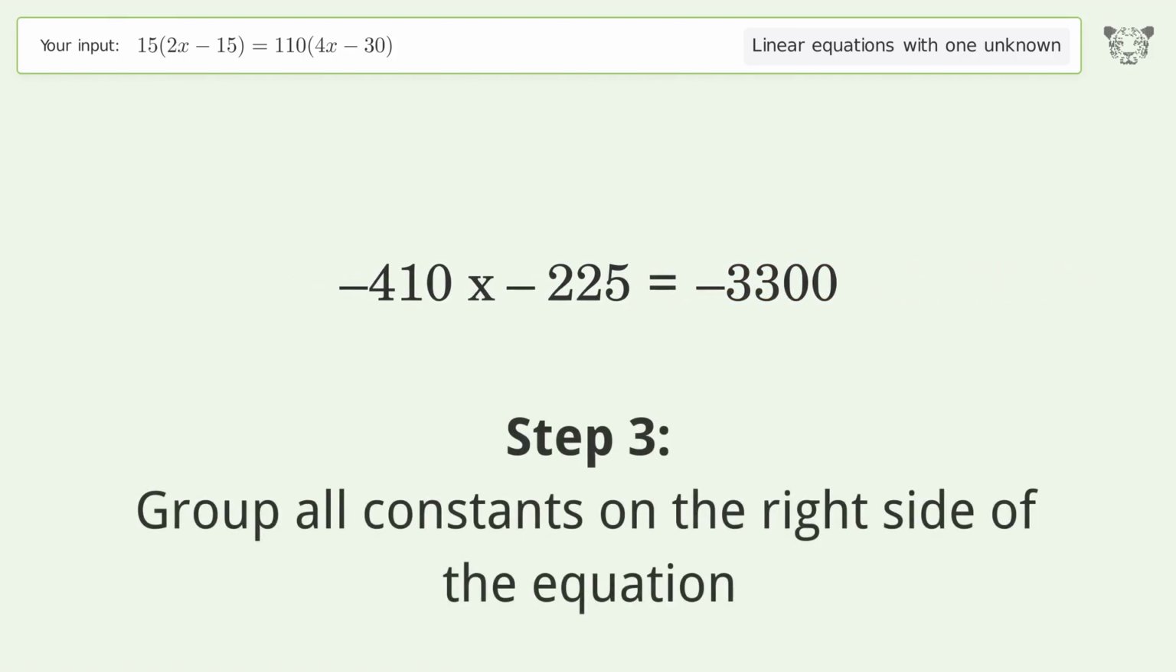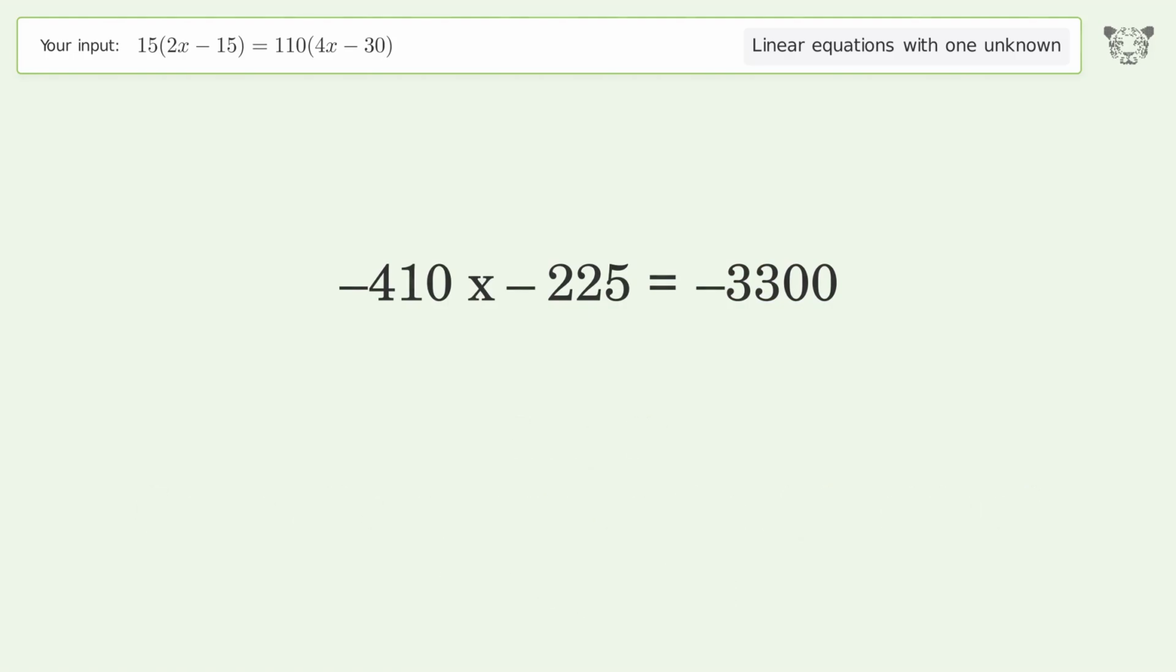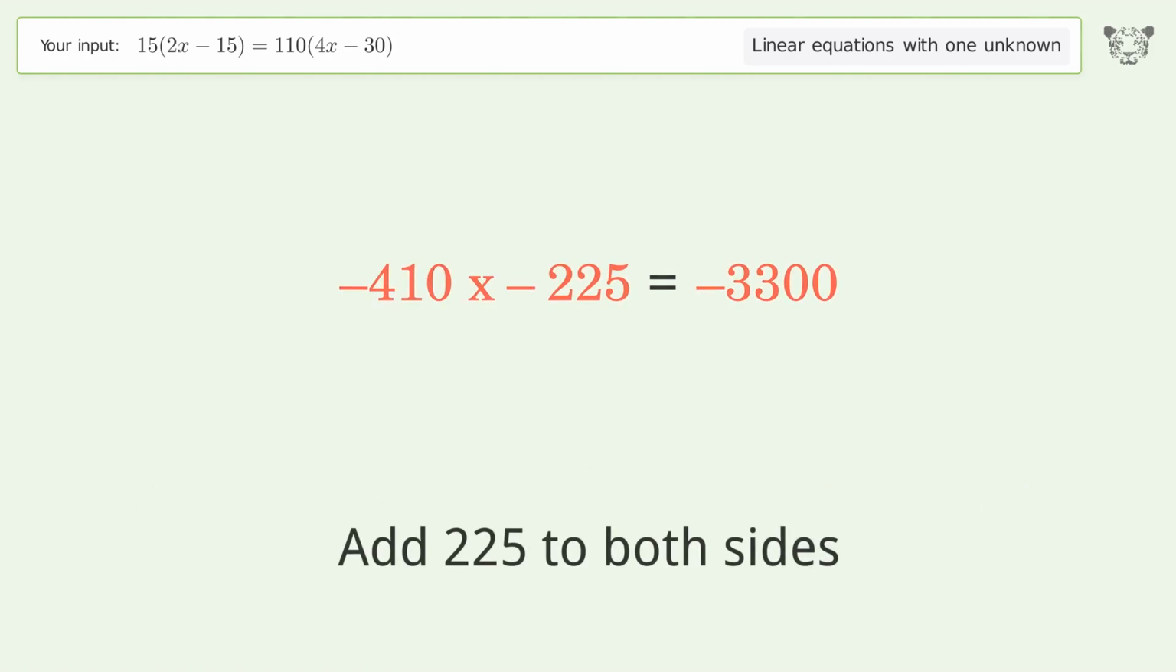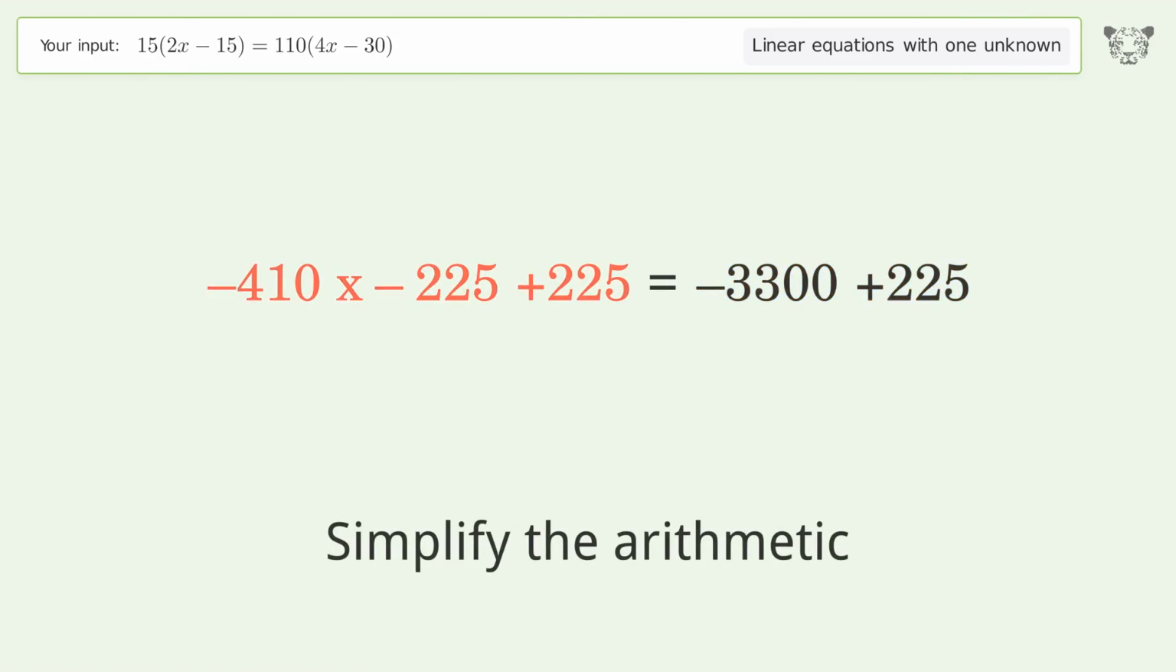Group all constants on the right side of the equation. Add 225 to both sides. Simplify the arithmetic.